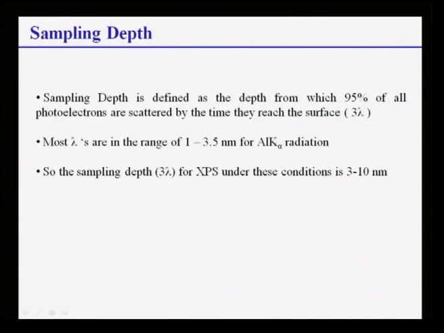These are all available. Sampling depth is identified as the depth from which 95% of all photoelectrons are scattered by the time they reach the surface. So lambda is in the range of 1 to 3.5 nanometers for aluminum K radiation. So the sampling depth at 3 lambda for XPS under this condition is about 3 to 10 nanometers. That's pretty small, about 100 angstrom depth. You cannot get more than that.